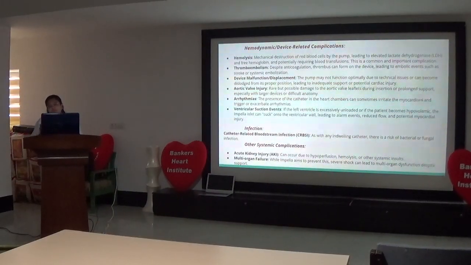Arrhythmias can happen if the pigtail or the catheter is touching or triggering the myocardium, and the most severe one is ventricular suction events. If the left ventricle is excessively unloaded or if the patient becomes hypovolemic, the Impella inlet can suck into the ventricular wall, leading to alarm events, reduced flow and potential myocardial injury. Another is infection; catheter-related bloodstream infections can happen. And AKI due to either hypoperfusion, hemolysis, or multi-organ failure can also occur.